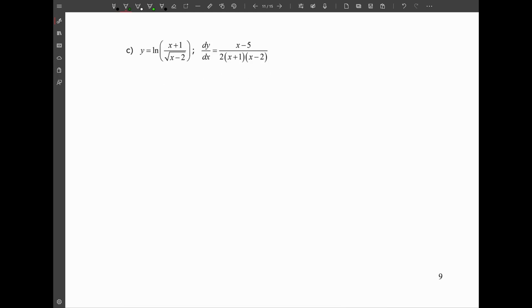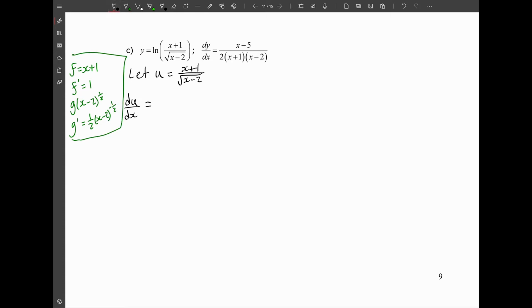All right, one more. So in this one, we have y is equal to the natural log of x plus 1 all over the square root of x minus 2. Okay, so for this one, there's a lot going on. Let's just deal with the inside right now. So let u equal x plus 1 over the square root of x minus 2, meaning we're going to need to know our du dx. And in order to solve that, we're going to need quotient rule. So let's establish our f prime, g prime. So f is going to be x plus 1, meaning f prime is just 1. g will be x minus 2 to the 1/2. g prime then is 1/2 x minus 2 to the negative 1/2.